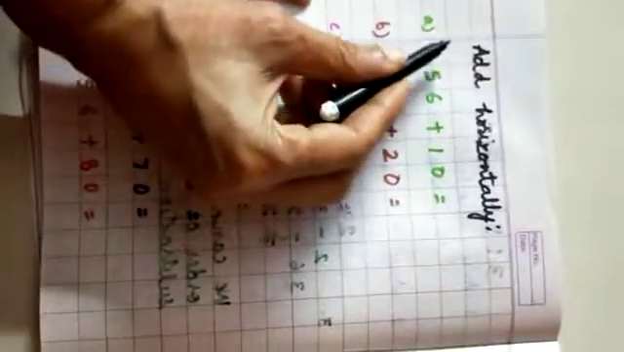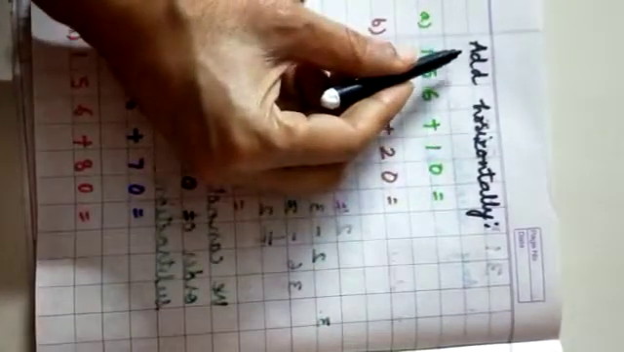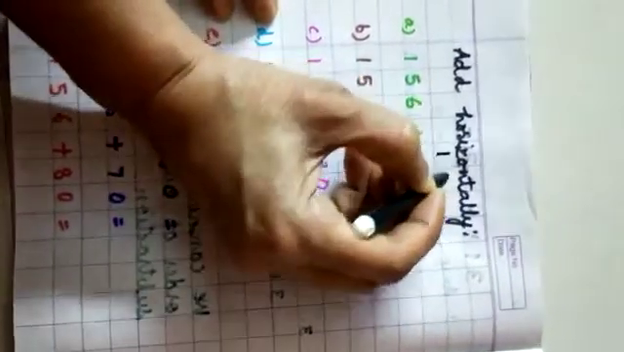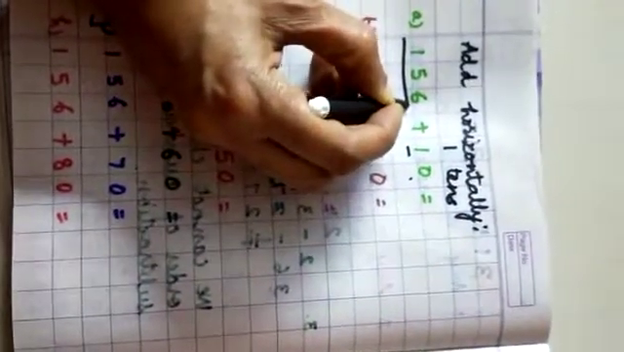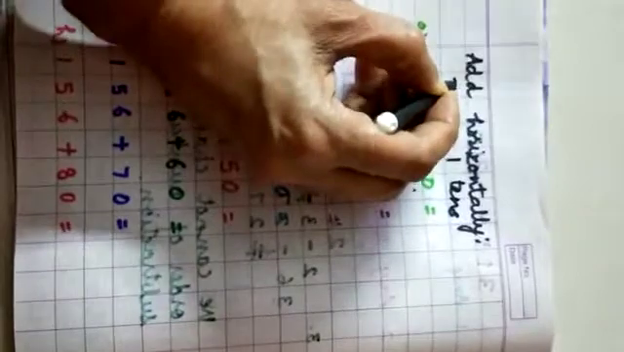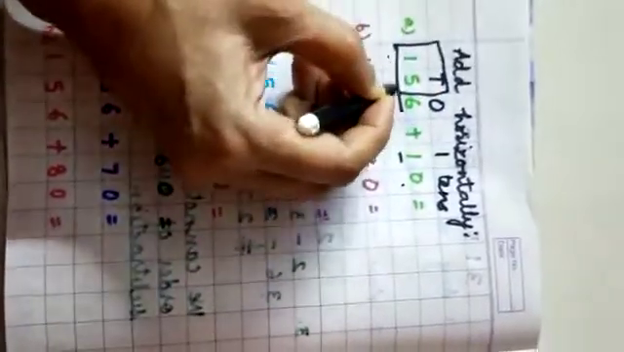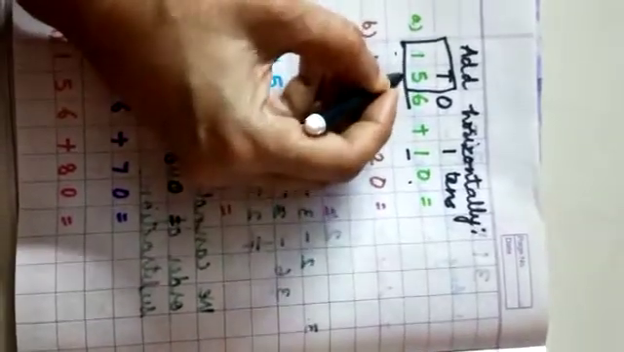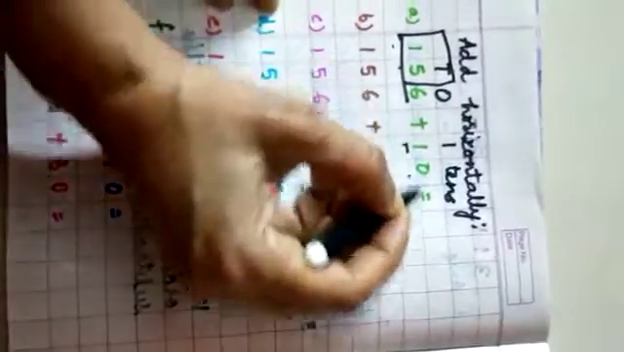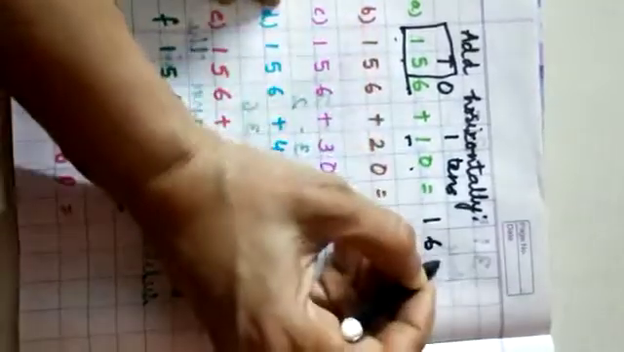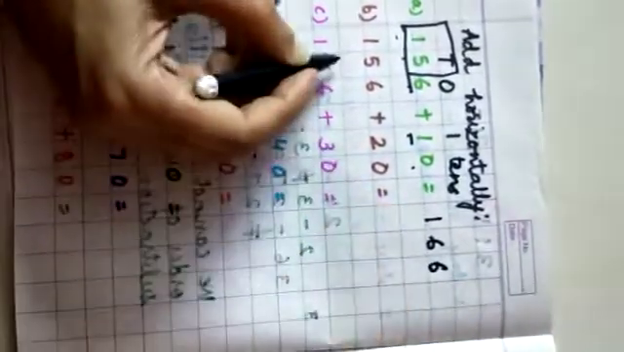Now, this is horizontal. We will today add horizontally. What are we adding here? 1 ten. How many tens are there in this number? Leave the ones and the rest are tens. So there are 15 tens in 156. 15 tens plus 1 ten is 16 tens. And this ones place will come down as it is.